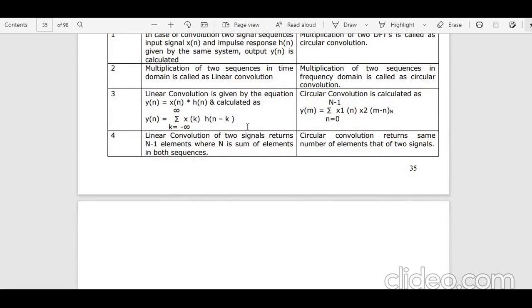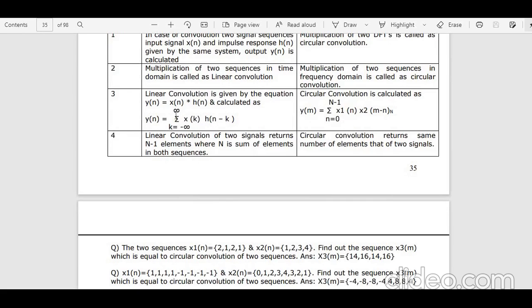Here, x of k, h of n minus k, with k going from minus infinity to plus infinity. Infinite numbers of samples we can take, whereas here it needs to be finite. And x1 of n, x2 of (m minus n), circled with N, that indicates circular convolution. Here in both sequences the number of samples must be the same. For linear it is not mandatory, and the total length of the output would be N minus 1.